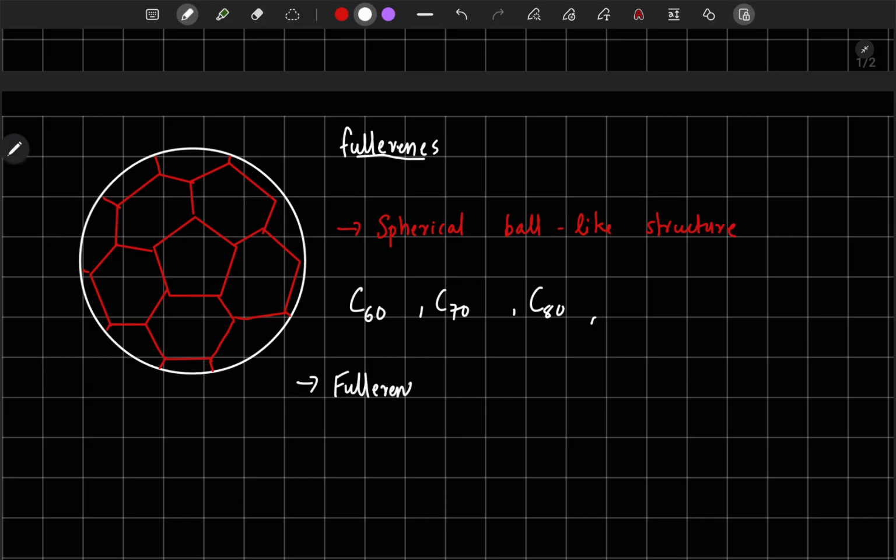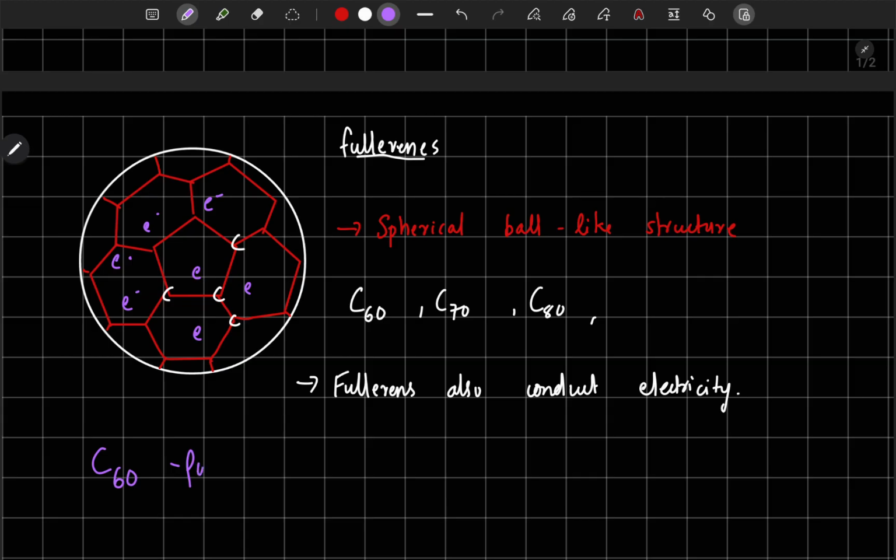Fullerenes also conduct electricity because, if you look at the structure, here also one carbon is bonded to only 3 other carbons. So one electron is delocalized, and all these carbons will contribute different electrons. In that way, it will also conduct electricity.